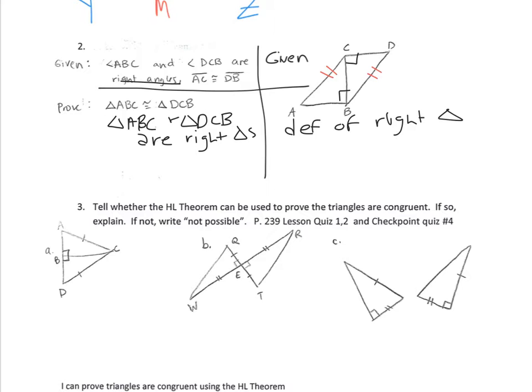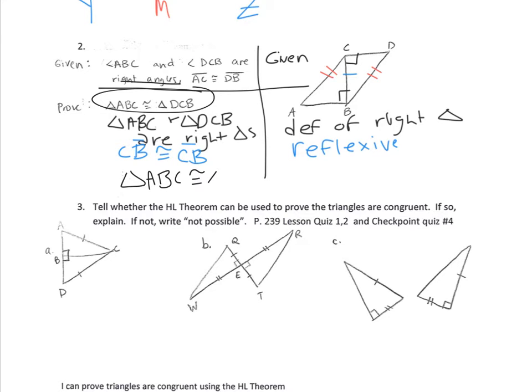So right now I have the hypotenuse is equal to the other hypotenuse, and I don't have any shared leg, but I can write down that CB is congruent to CB by reflexive. So now I have the hypotenuse and a leg in a right triangle because I have written down that it's a right triangle. So I can copy down that triangle ABC is congruent to triangle DCB by HL, hypotenuse leg.